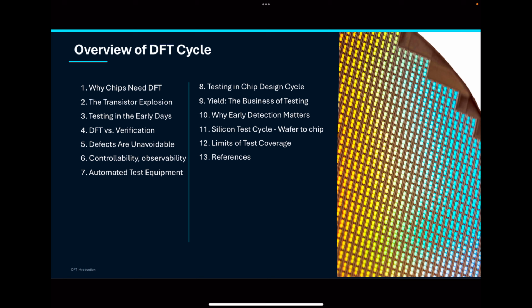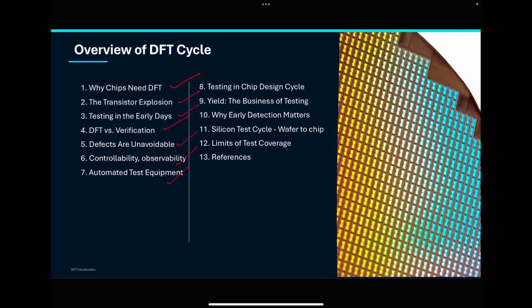First, we'll look at fundamentals: why a chip needs DFT, and how the transistor explosion changed everything. We will travel back to see what testing in the early days looked like. We'll clarify a major point of confusion: what DFT versus verification is, and why defects are unavoidable. We'll see what controllability and observability are, and how we use ATPG to check our design.